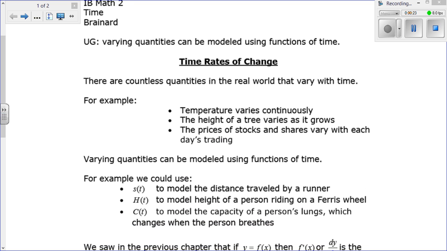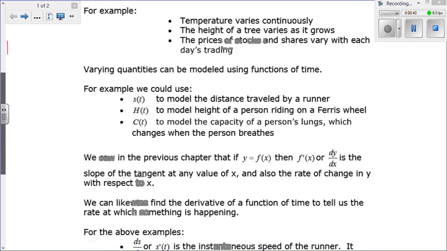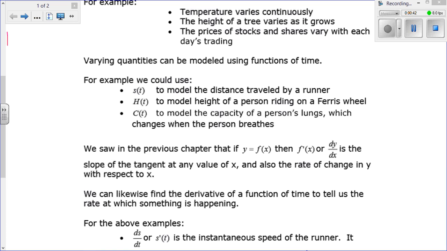There are countless quantities in the real world that vary with time. For example, temperature varies continuously. The height of a tree varies as it grows. The prices of stocks and shares vary with each day's trading. Varying quantities can be modeled using functions of time.